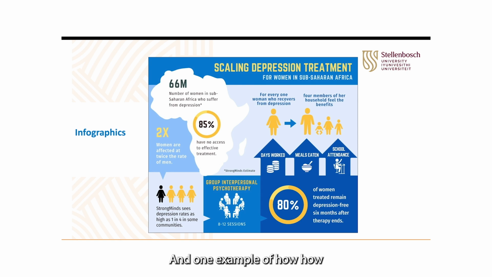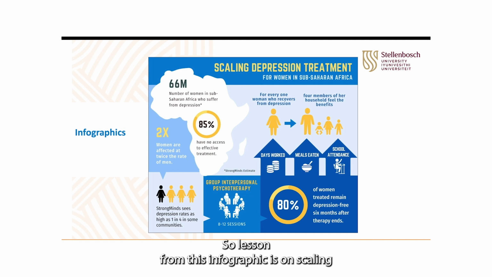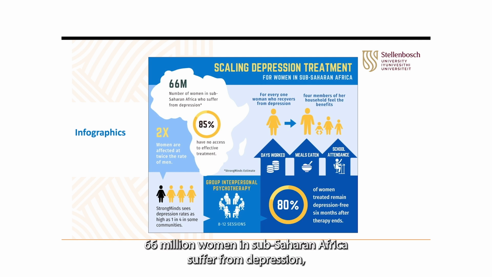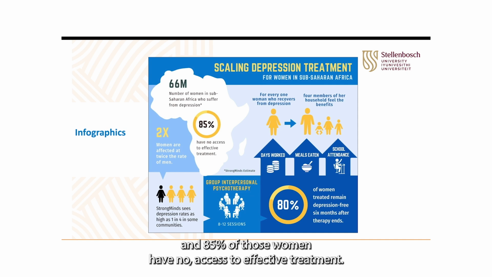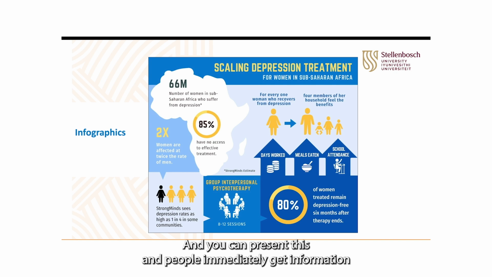And one example of how this can be done is through the generation of infographics. So I'm just going to show a couple of examples here. This infographic is on scaling depression treatment for women in sub-Saharan Africa. And immediately you see a big number: 66 million women in sub-Saharan Africa suffer from depression, and 85% of those women have no access to effective treatment. So these are big numbers, and they're clear, bold, striking, and meaningful. You can present this and people immediately get information which is important and that they can take away with them.